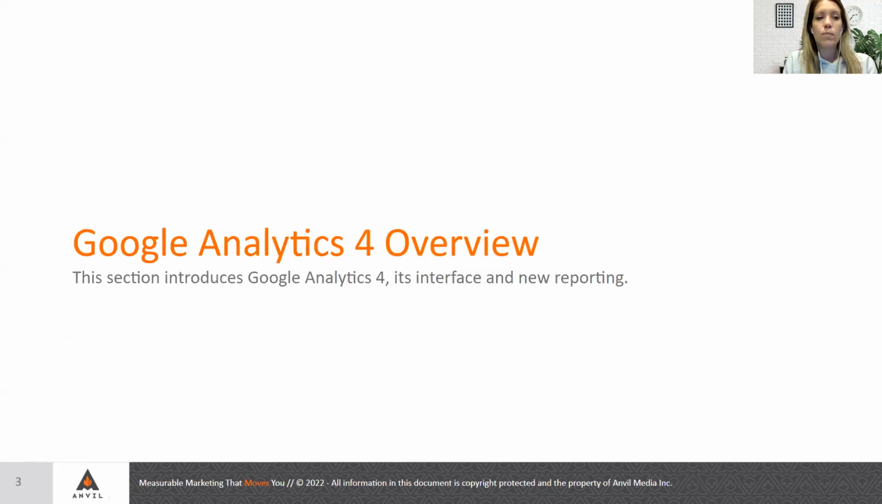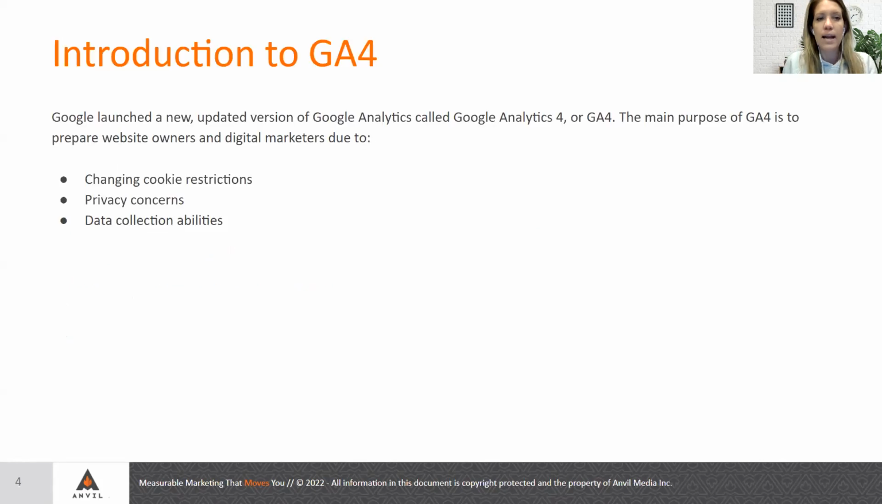So we will start off by introducing Google Analytics 4. And so the reason Google launched this new version of Google Analytics, or GA4, was to really help digital marketers and website owners prepare for some of the changes that have been occurring within the digital marketing landscape. So there have been changes to cookie restrictions, there have been privacy concerns, there have been changes in our data collection abilities. So this new version of Google Analytics really helps to make sure we will have everything we need in order to not only abide by some of these changes, but we will be able to thoroughly and effectively use Google Analytics in the long run.